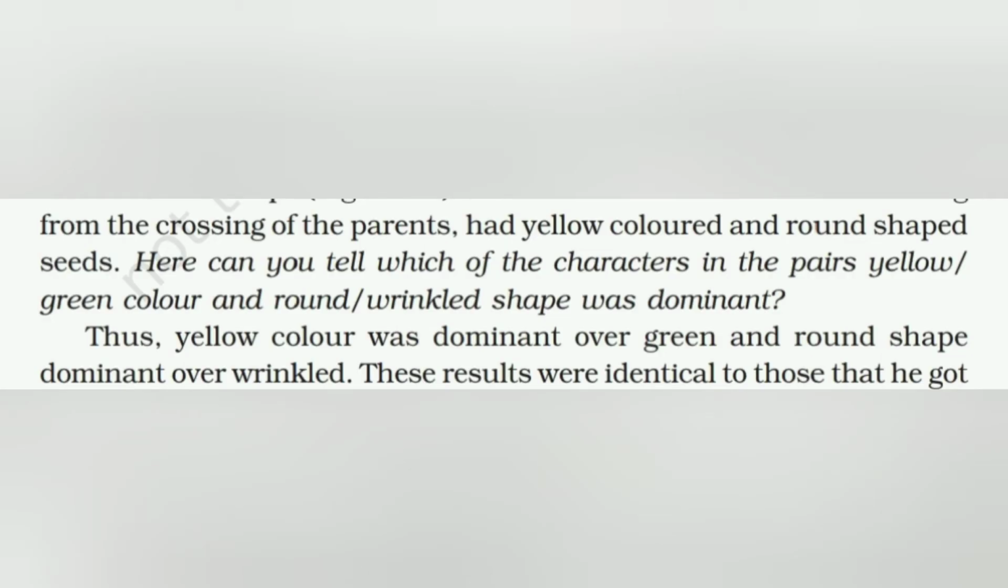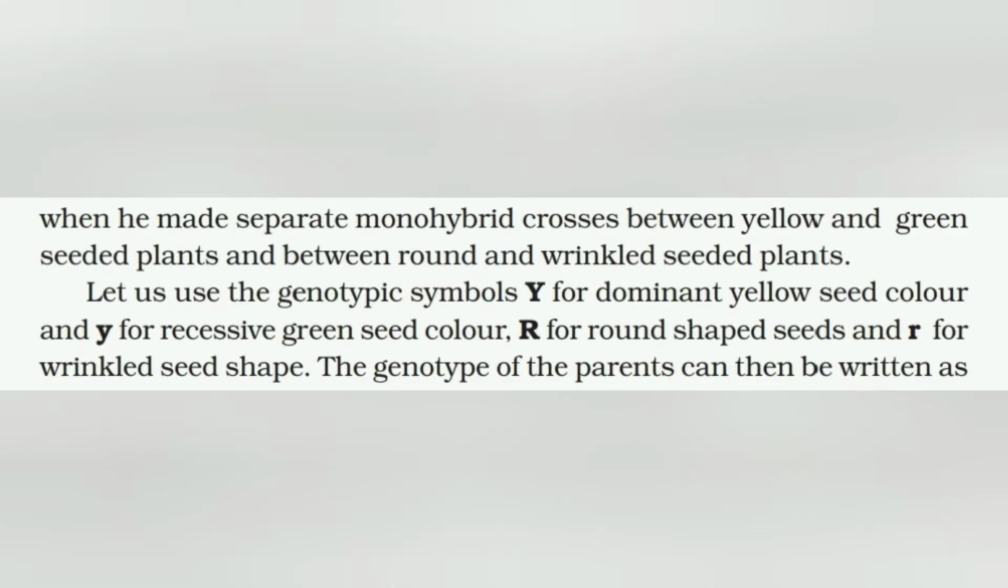Mendel found that the results from crossing the parents had yellow colored and round shaped seeds. Here, can you tell which of the characters in pair, yellow, green color and round, wrinkled shape, was dominant? Thus, yellow color was dominant over green and round shape over wrinkled. These results were identical to those that he got when he made separate monohybrid crosses between yellow and green seeded plants and between round and wrinkled seeded plants.